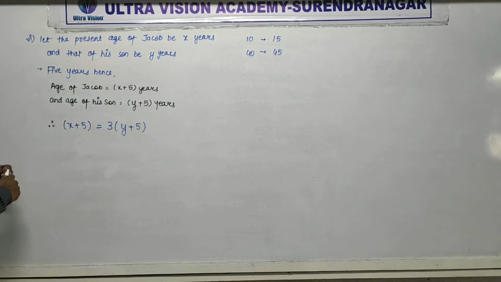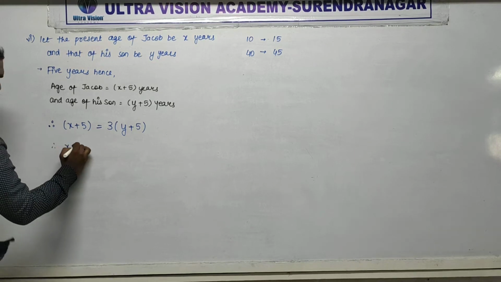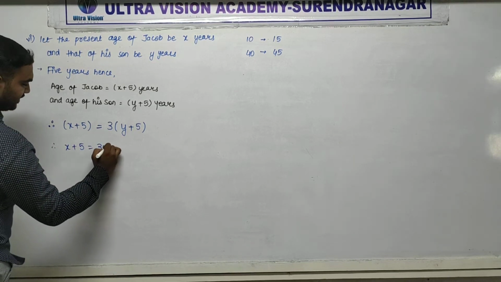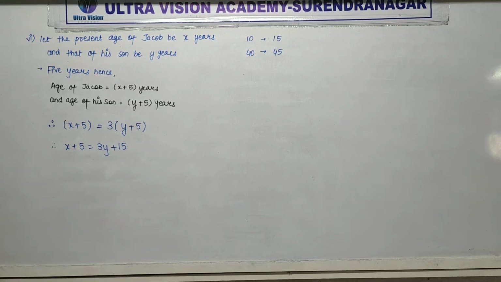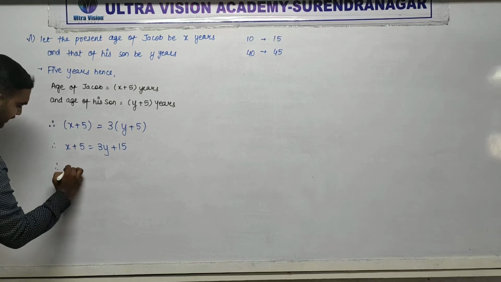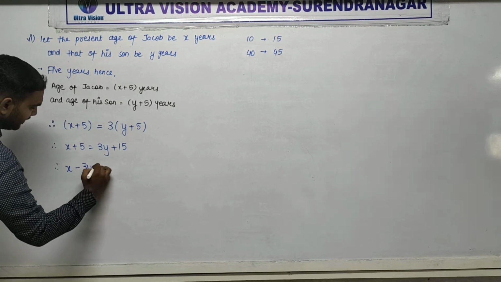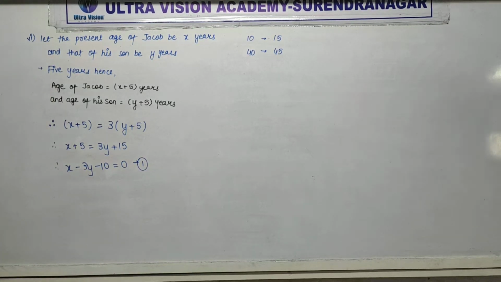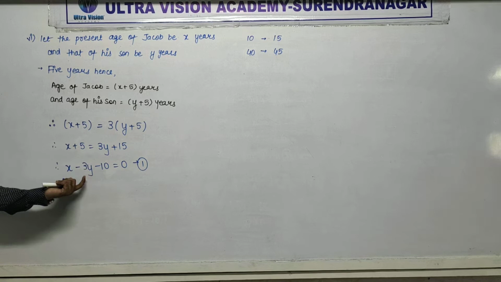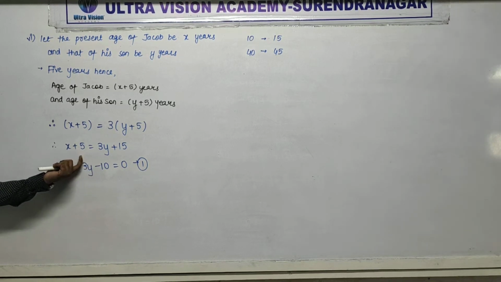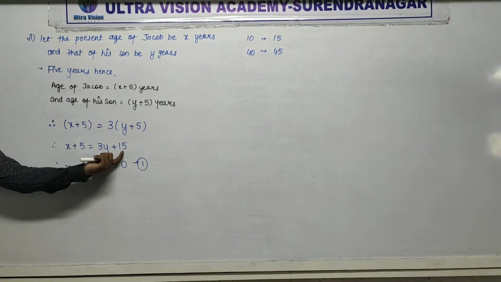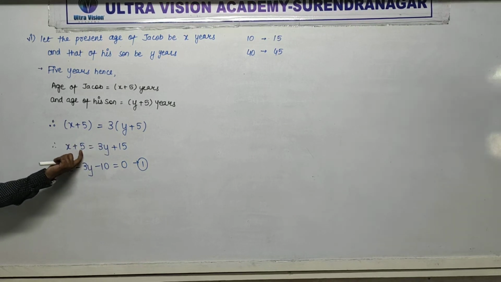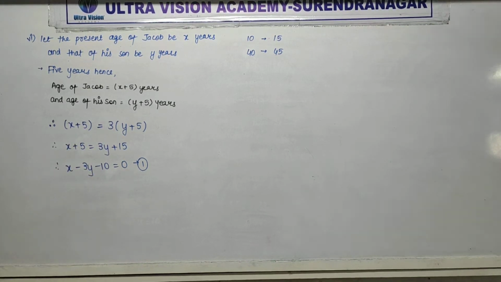Let us multiply 3 inside. Therefore, x plus 5 is equal to 3y plus 15. Take 3y plus 15 on the left side. We will get x minus 3y minus 10 equal to 0 as the first equation. 3y getting on the left side becomes minus 3y, and 15 coming here becomes minus 15. Minus 15 plus 5 is minus 10. Ready? Yes. So that is the first equation.